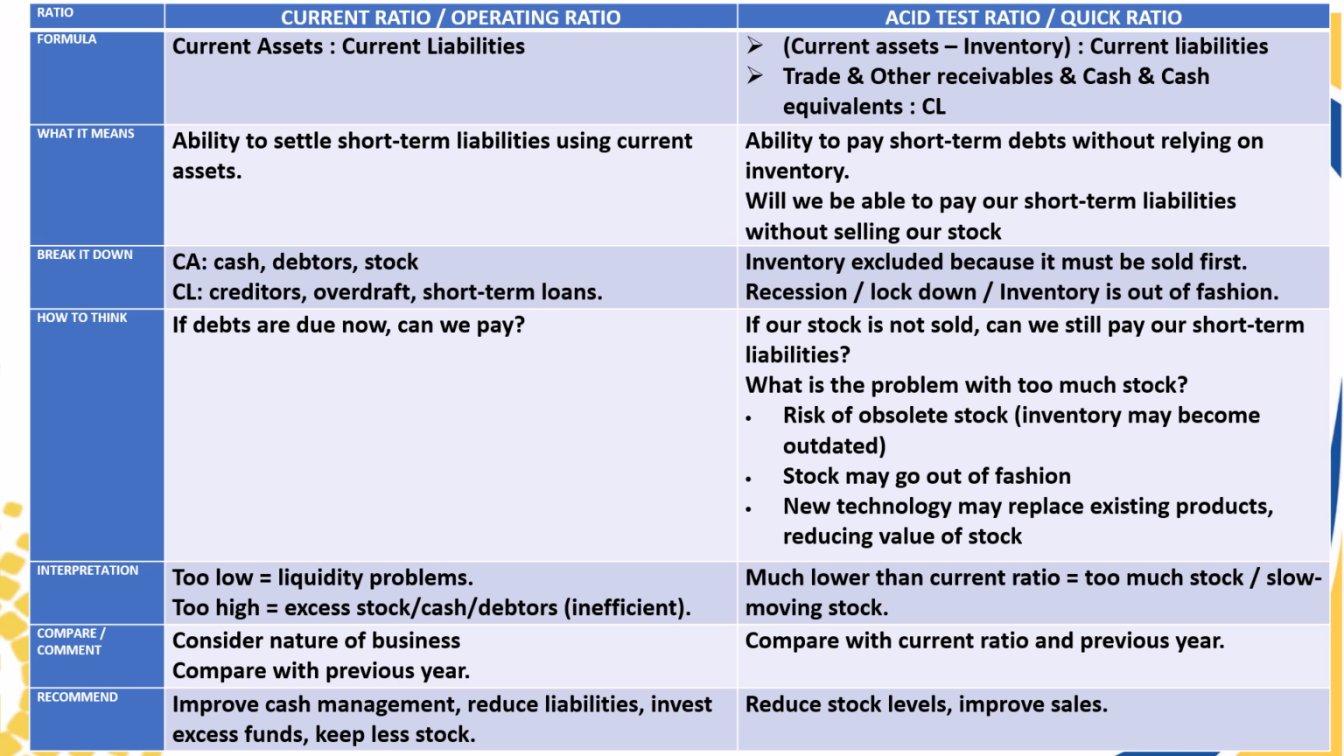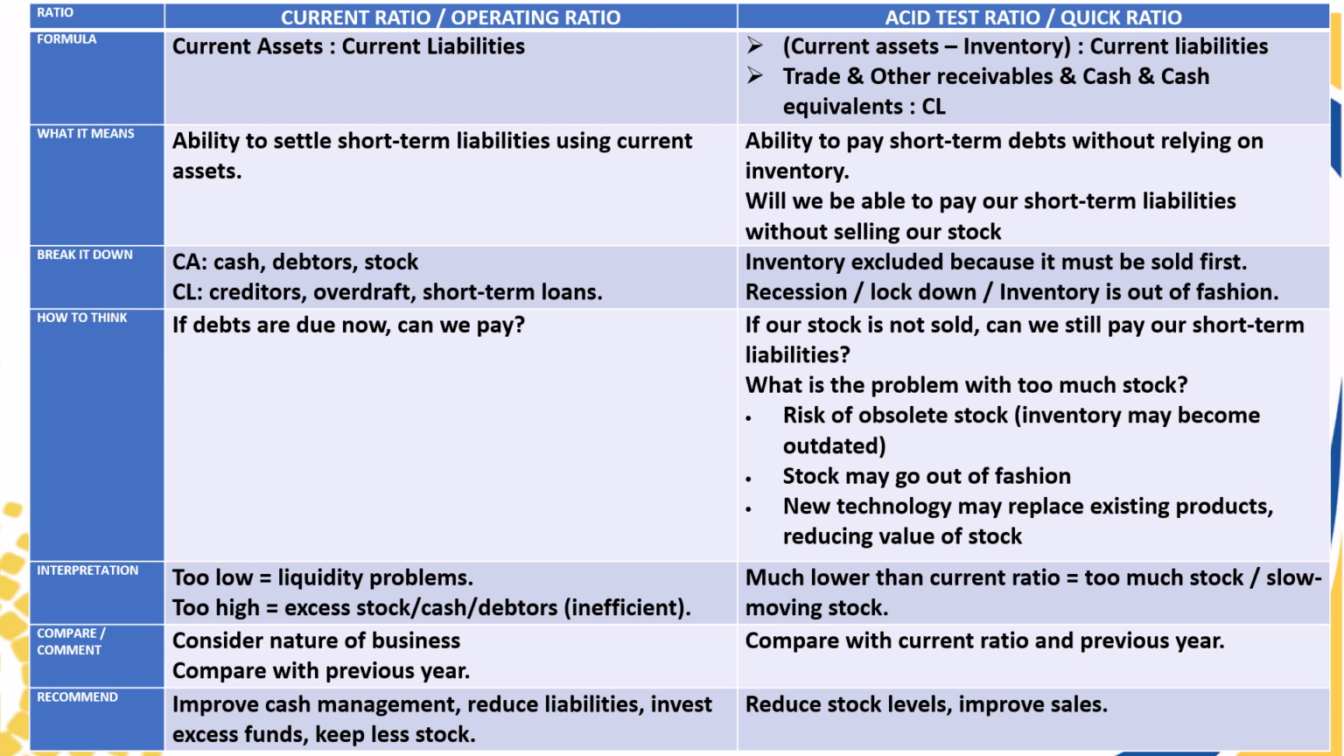Then you have your asset test ratio or your quick ratio. I saw in some places they talk about the quick ratio. In this case, you don't take your inventory into calculation. In other words, maybe there's a reason why you can't sell your stock. Like in COVID, we couldn't sell our stock, or your stock is outdated, or your stock is not in fashion anymore.